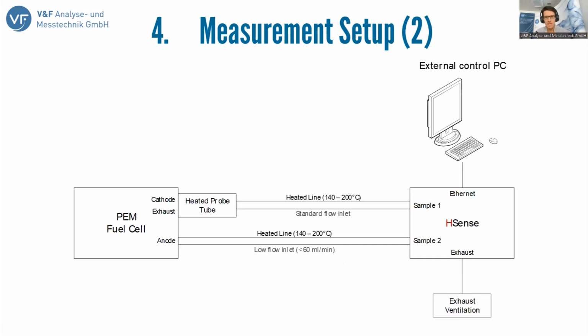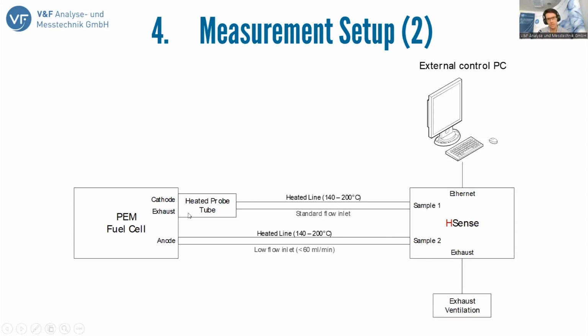The secondary measurement setup is the one that I've talked about regarding PM fuel cells. Since we have two very different sampling points on PM fuel cell systems, as we see here, we have the anode side and we have the exhaust or cathode side. This type of HSense instrument is equipped with a double sample inlet, so we would have a sample 1 and a sample 2. Again, for both of these sample inlets, we have heated lines. For the cathode side or exhaust side, we also have something called a heated probe tube.